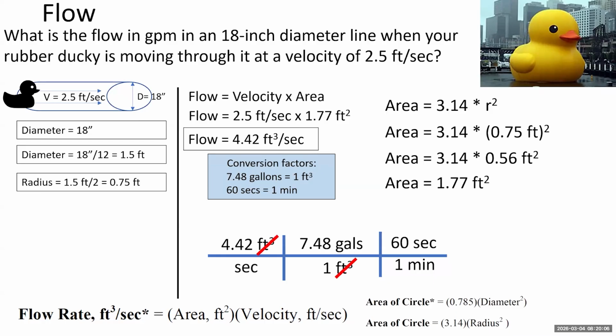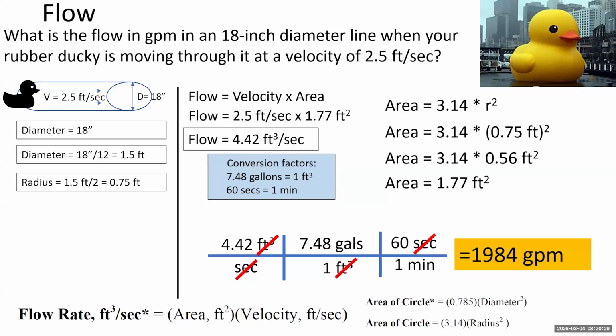So cubic feet cancels out, seconds cancel out, and that leaves us with gallons per minute, which is what we want. So 4.42 times 7.48 times 60 equals 1,984 gallons per minute. So that's how we do a flow calculation with unit conversion.